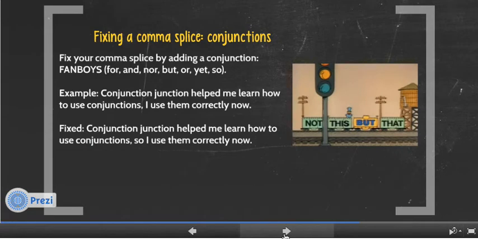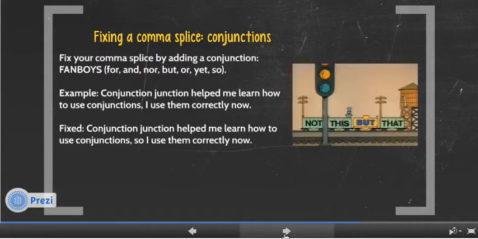Another way to fix a comma splice is a conjunction. While you know how to use it, it may not be the easiest fix for a comma splice. You may need to cut out the subject, or arrange the sentence a little bit in order for it to work. Hopefully you learned conjunctions in elementary school. A great acronym is FANBOYS: for, and, nor, but, or, yet, so. So if I have the sentence, "Conjunction Junction helped me learn how to use conjunctions, comma, I use them correctly now."